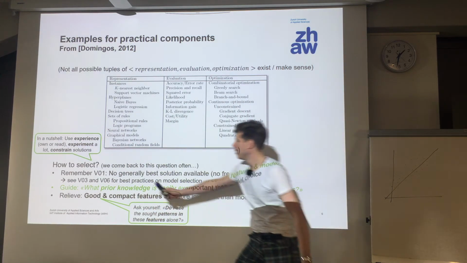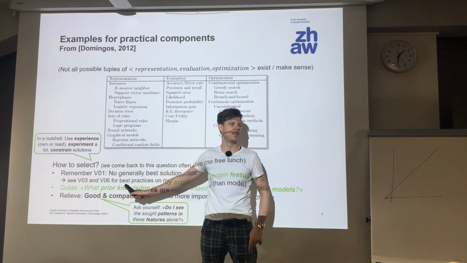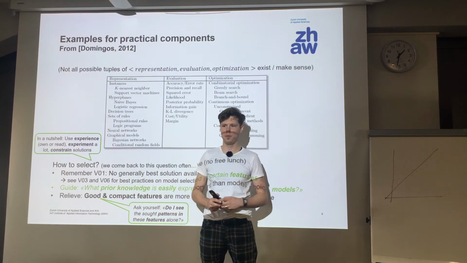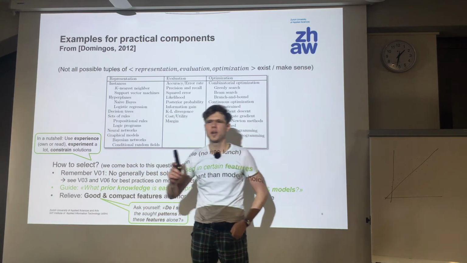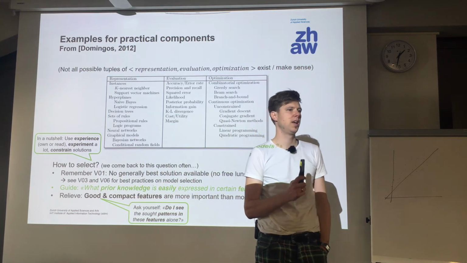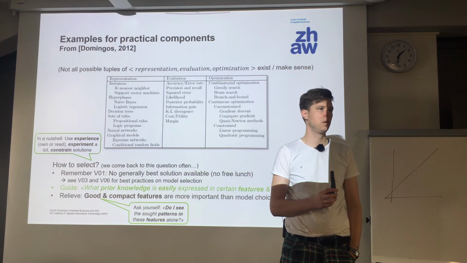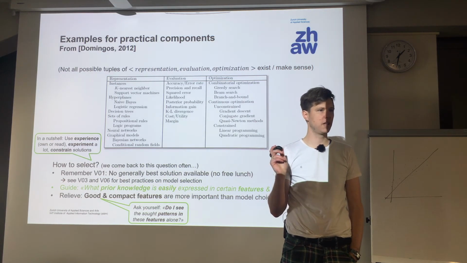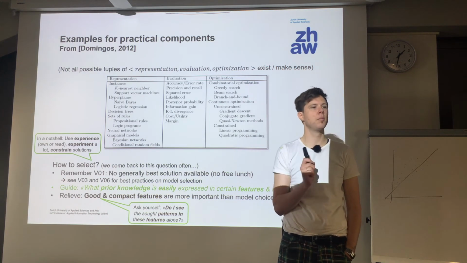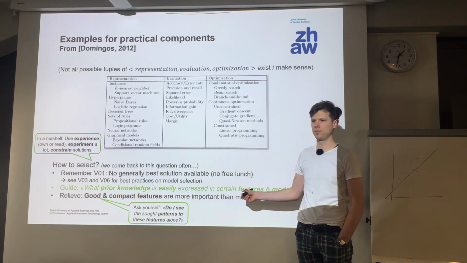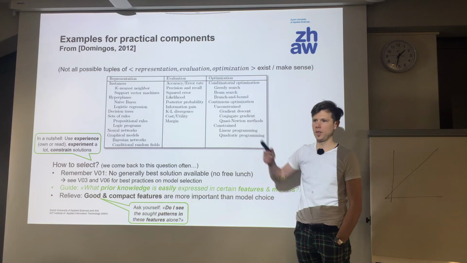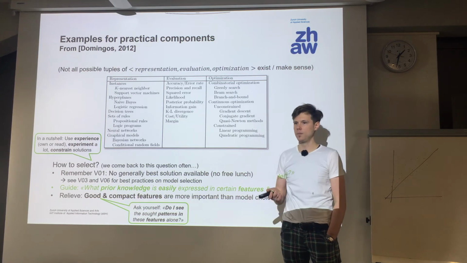Good. What else is such a gut feeling tip? Hint. It's much more important to have good and compact features than to have the perfect learning algorithm, like model plus optimizer. Features are more important than models. The data is more important than models as well.